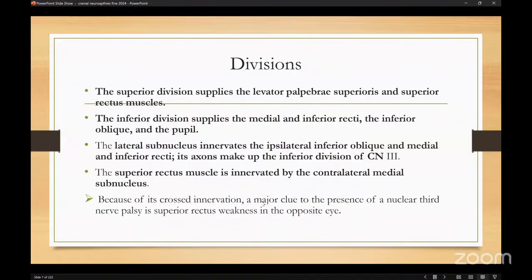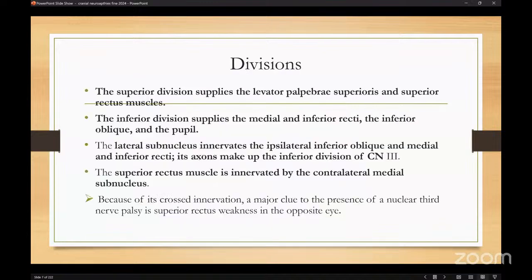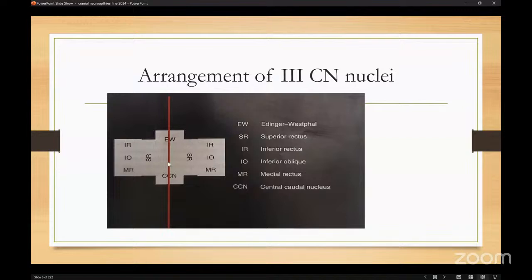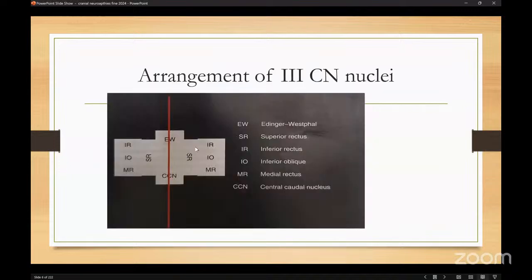Contralateral medial subnucleus. This is the medial subnucleus, which is contralateral, and supplies the superior rectus of the opposite side. The inferior rectus, inferior oblique, and medial rectus are supplied through the inferior division; they supply the ipsilateral inferior oblique, medial recti, and inferior recti. Okay. And the central caudal nucleus supplies bilateral levator palpebrae superioris.